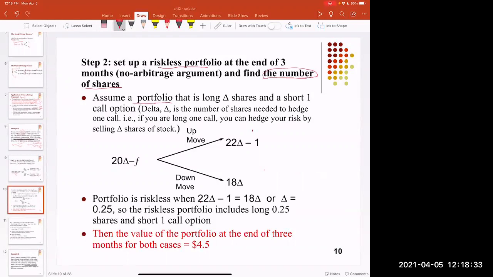So we assume a portfolio. This is very important. We assume a portfolio that is long delta shares. Delta is X, we don't know what that is, so we use delta. You can use a different symbol, but delta represents the unknown number of shares. We're going to calculate that and figure out how many shares. So the strategy for the portfolio is basically long shares, long stock, and short a call option.